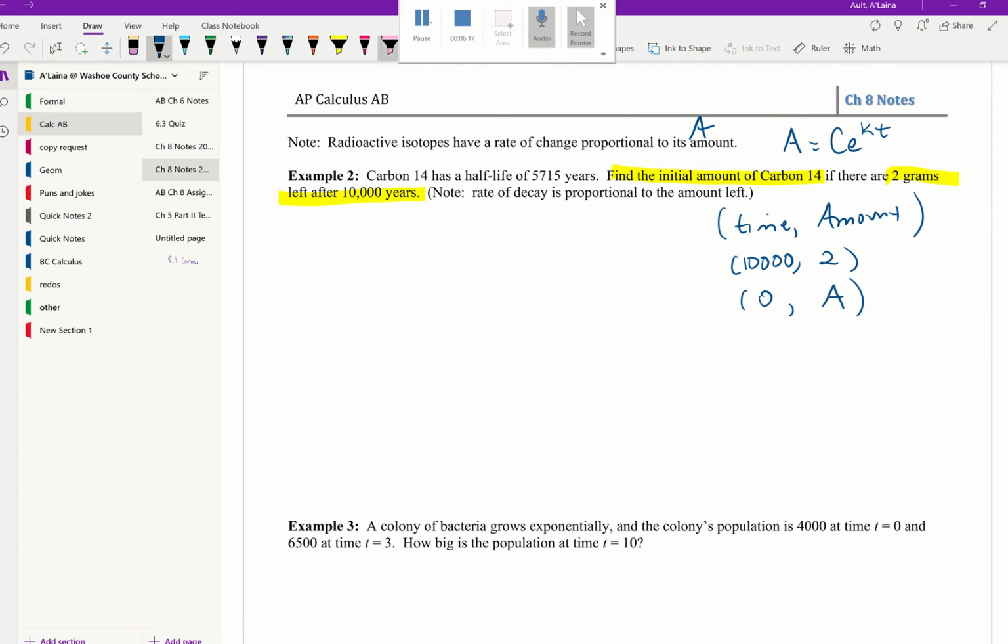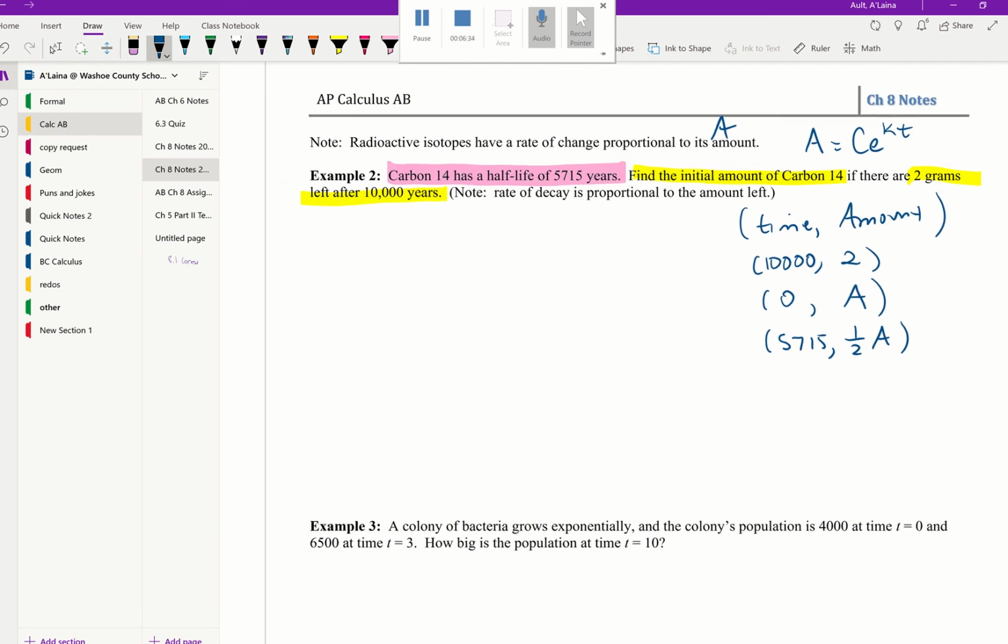And then they actually did give us one more ordered pair right here. You may not think this is an ordered pair, but it is. After the time of 5,715 years, we have half of the initial amount left. Half of the initial amount left. So because radioactive isotopes have a rate of change proportional to the amount, I can use this formula here. And I can start with any of these ordered pairs that I'd like and see if they can help me with.